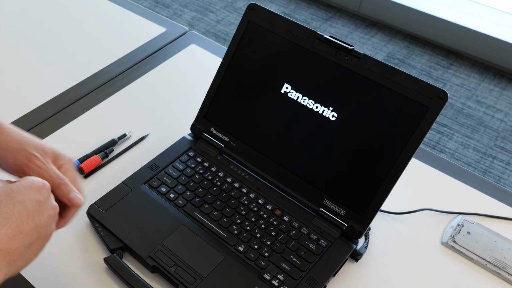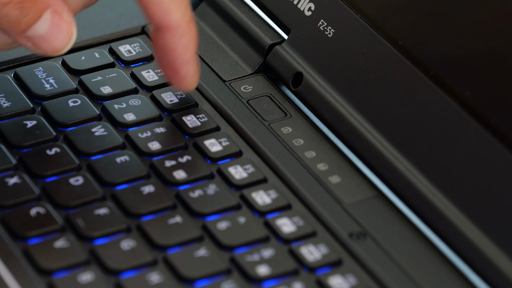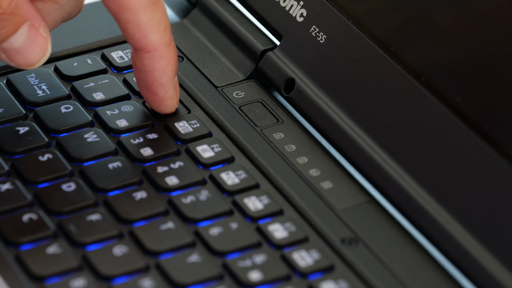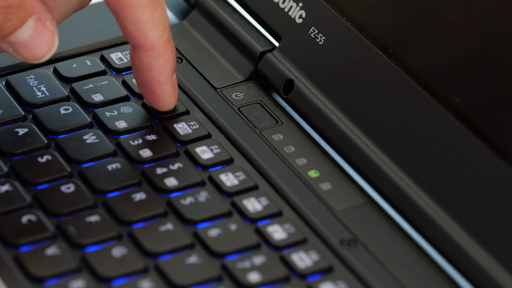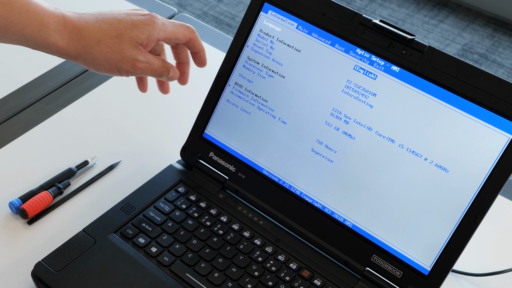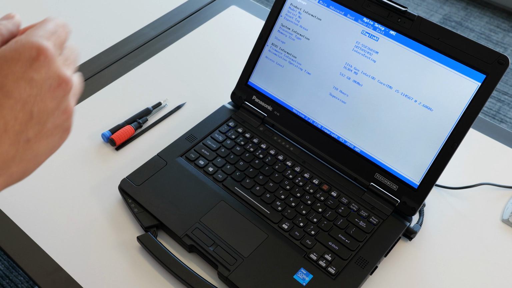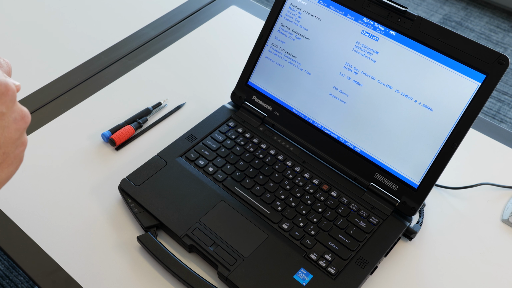And at the Panasonic splash screen, press F2 until it enters the BIOS. And as you can see, storage states 512 gigabytes. If the system does not boot or the hard drive is not recognized by the system, then remove all power and reseat the hard drive again.